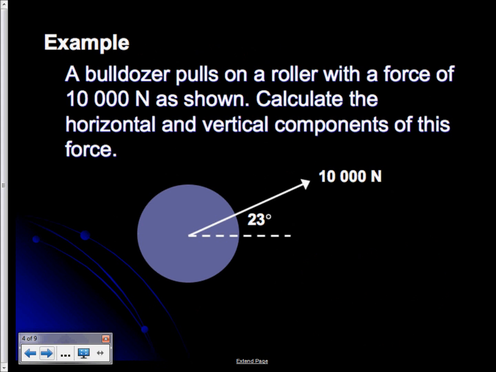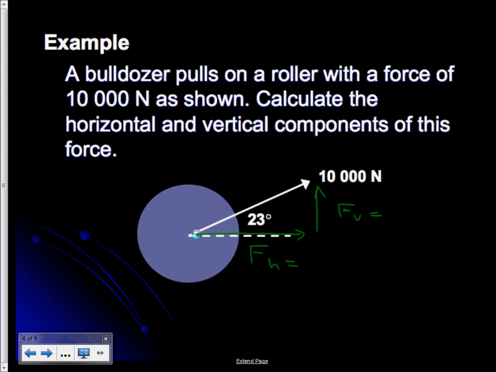Here's a little example of a calculation that we could do: 10,000 newtons, 23 degrees, two components, horizontal, vertical. So in terms of this roller, there is a small force, this vertical force, trying to lift the roller off the ground. Let's call it FV. Now it may not actually manage to lift it off the ground because the weight of the roller is probably a lot larger than that component FV. And there is a horizontal component which is trying to drag the roller along the ground.